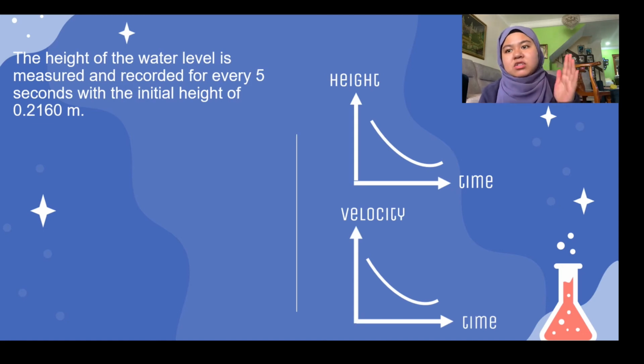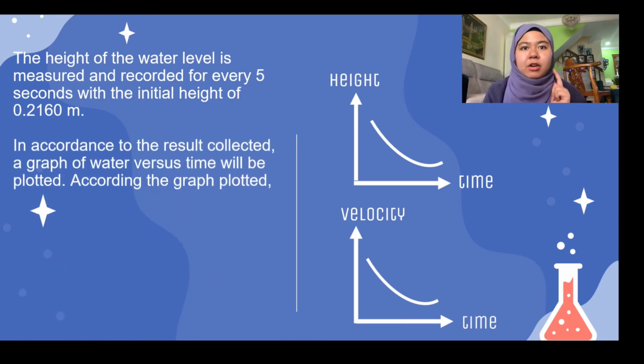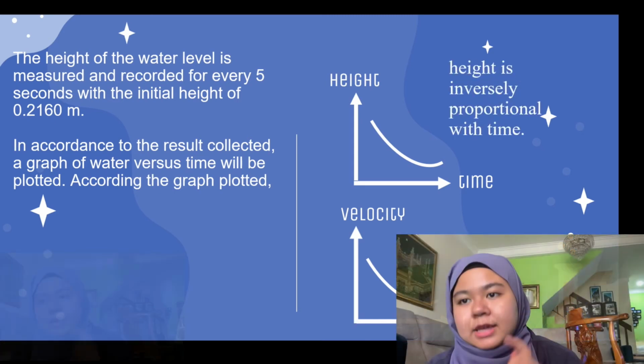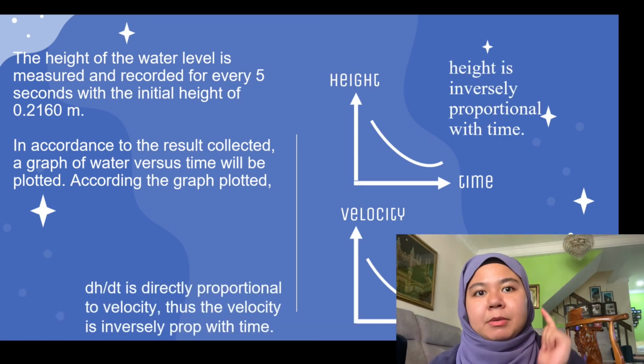In accordance to the graph plotted, it shows that height is inversely proportional with time, given that the rate of height dh/dt is directly proportional to velocity. Thus, the velocity is inversely proportional with time.